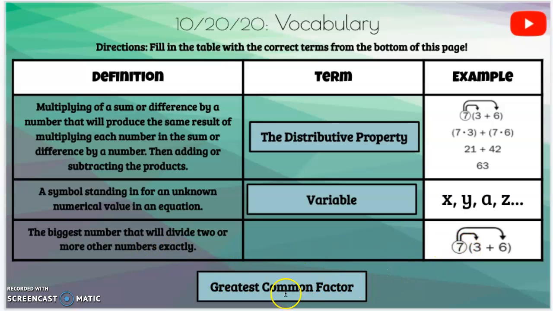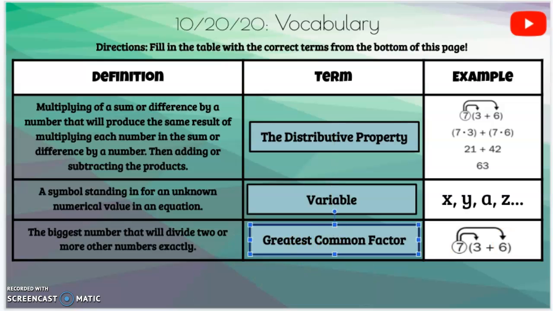So that biggest number is going to be called the greatest common factor. And what we are going to learn pretty soon is how we're going to find the greatest common factor to put in front of our parentheses.